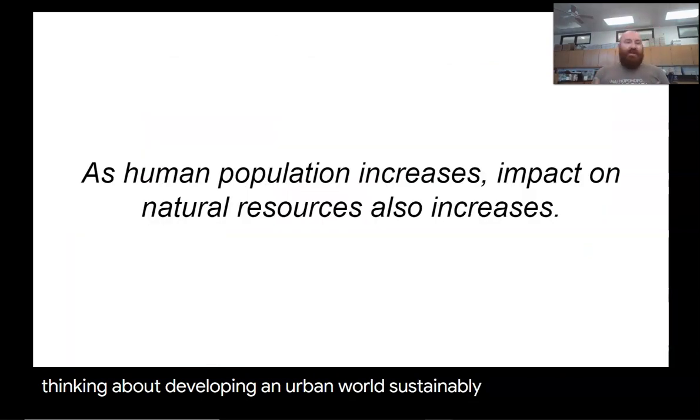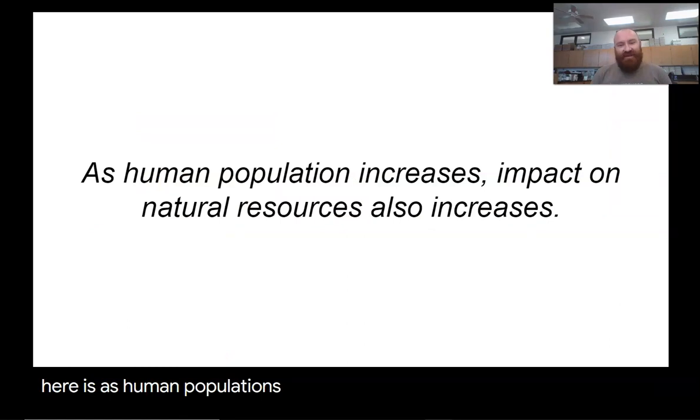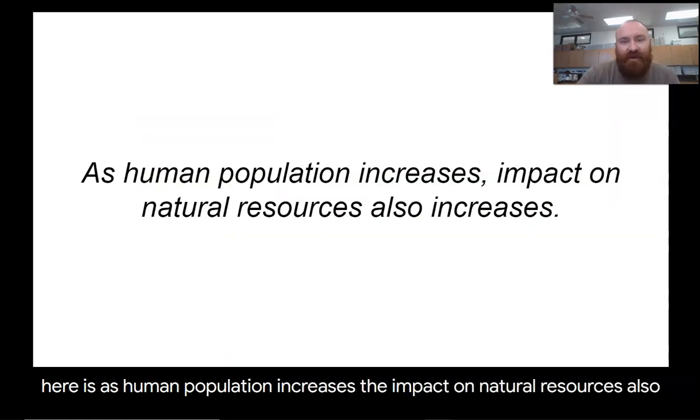So the big takeaway here is as human population increases, the impact on natural resources also increases.